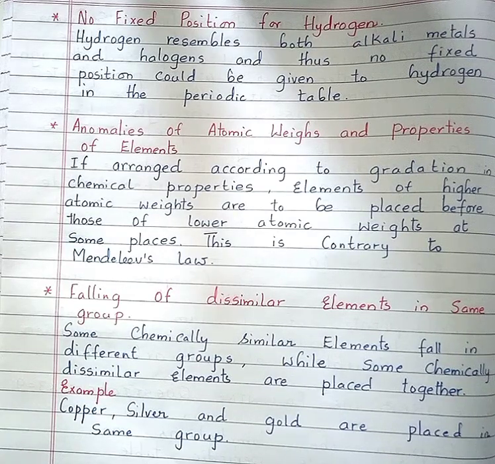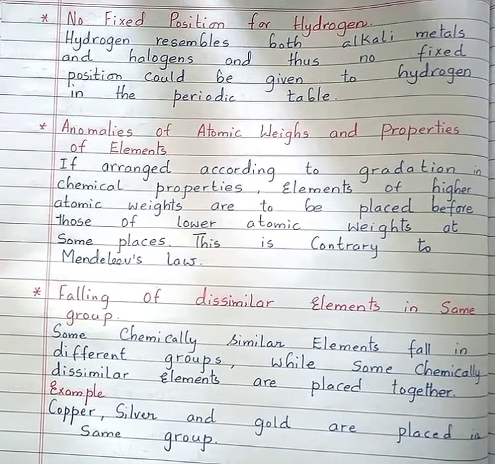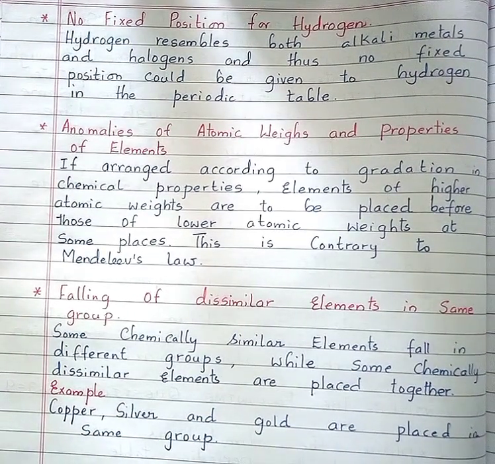B. No fixed position for hydrogen. Hydrogen resembles both alkali metals and halogens, and thus no fixed position could be given to hydrogen in the periodic table. C. Anomalies of atomic weights and properties of elements. If arranged according to gradation in chemical properties, elements of higher atomic weights are to be placed before those of lower atomic weights at some places. This is contrary to Mendeleev's law.